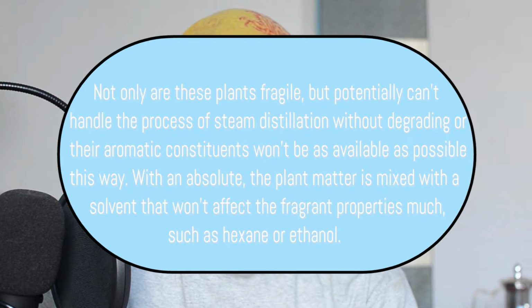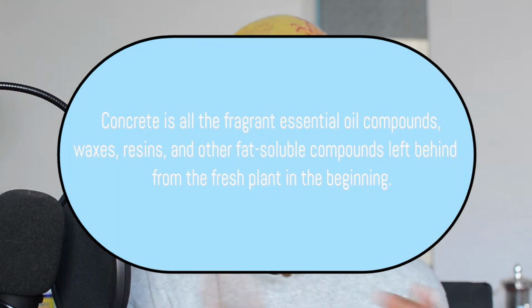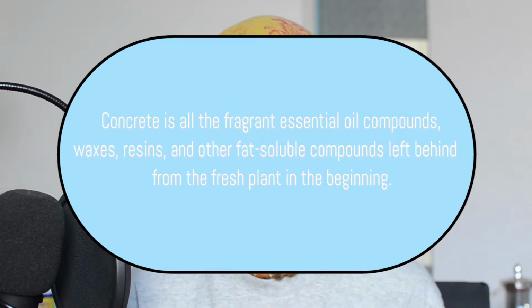With an absolute, the plant matter is mixed with a solvent that won't affect the fragrant properties much, such as hexane or ethanol. After exposure to the solvent, the plant material is filtered out of the mixture and the solvent is distilled for removal. This leaves behind a semi-solid waxy mass called concrete. Now, concrete is all the fragrant essential oil compounds, waxes, resins, and other fat-soluble compounds left behind from the fresh plant in the beginning. At this point, one can actually even use concrete for soap making.